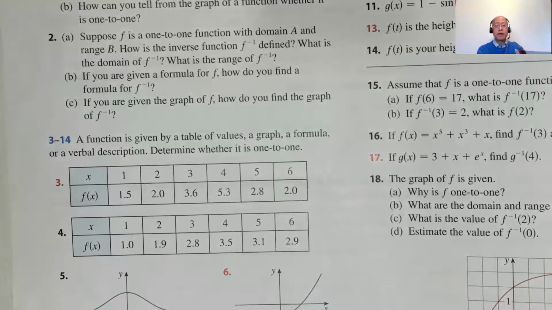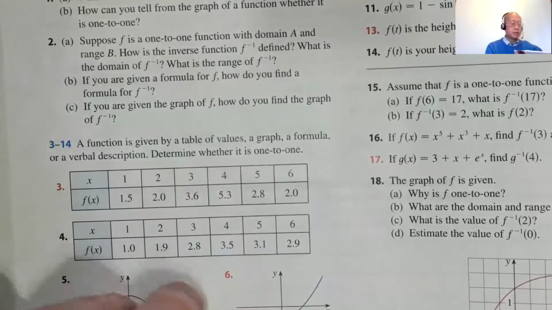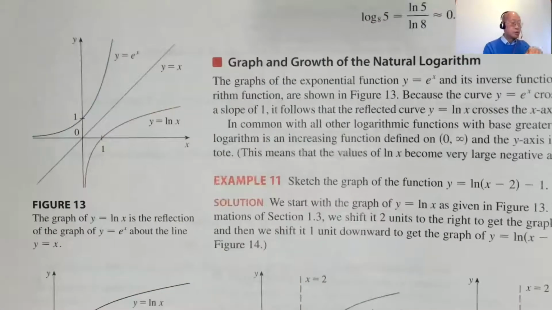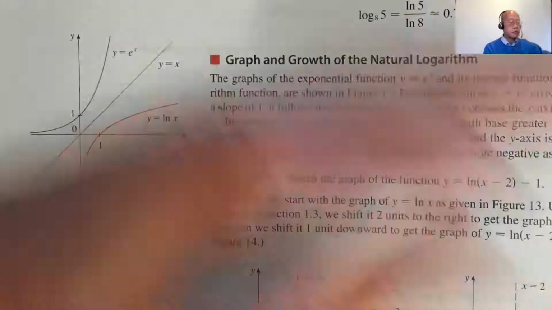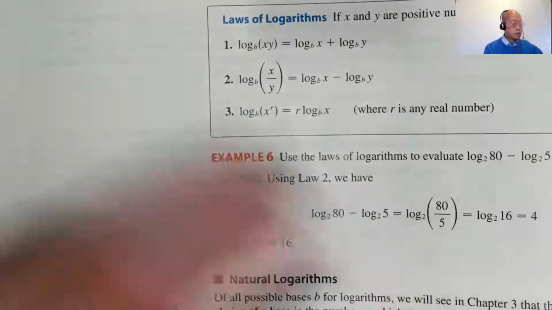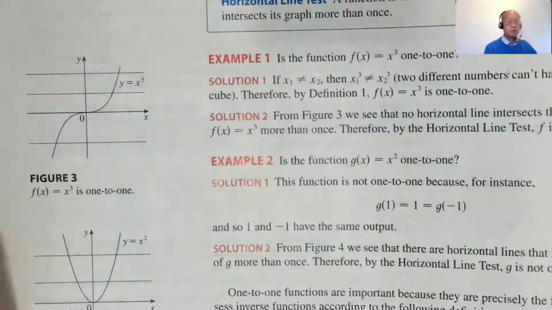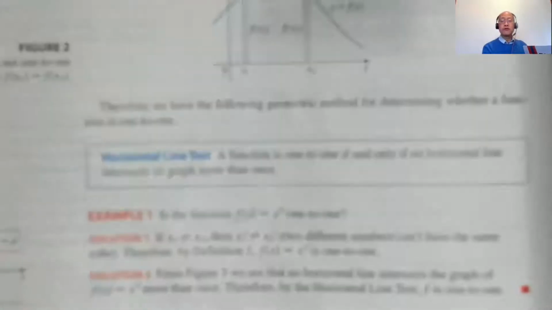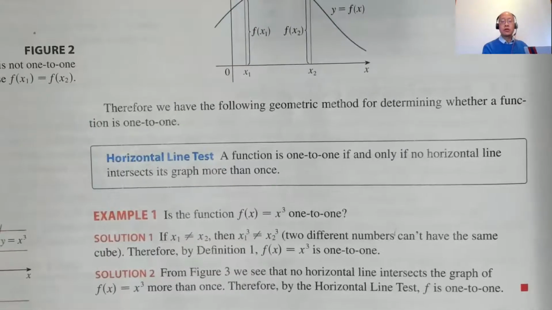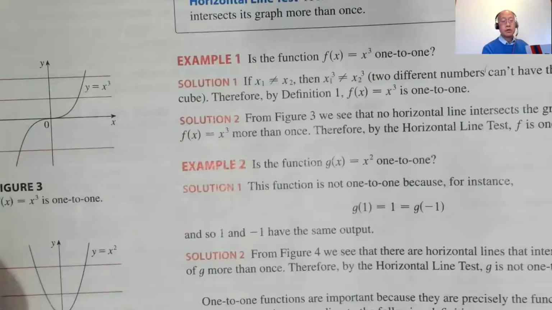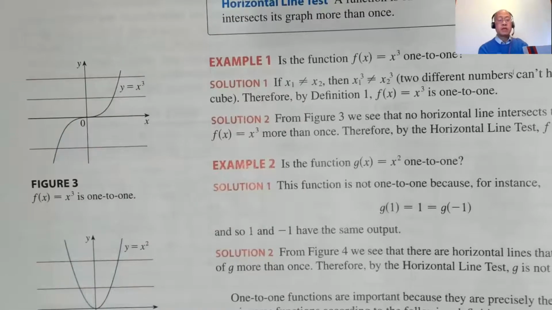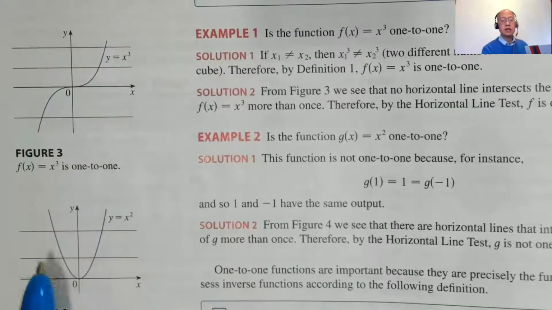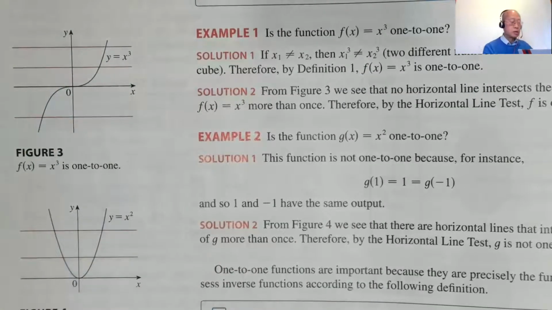Okay, a one-to-one function will pass the horizontal line test. So you've heard of the vertical line test, no doubt. We have a horizontal line test for one-to-one functions. A function is one-to-one if and only if no horizontal line intersects the graph more than once. So y equals x cubed is one-to-one. y equals x squared is not one-to-one. It touches the graph in 2 points.